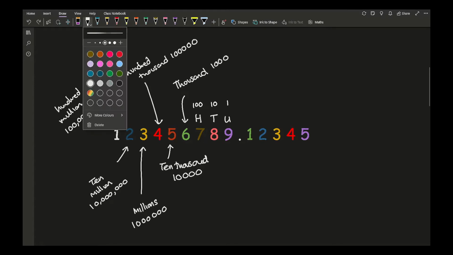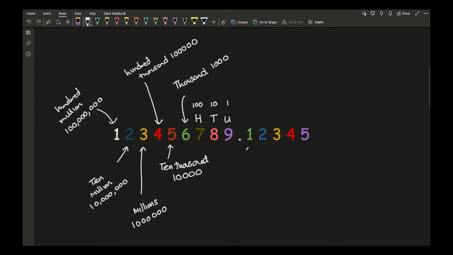Now the number from the right of the decimal point is what we call a tenth. So let's just write down the words first. So this is going to be a tenth. There is no such thing as a unit. The first one after the decimal point is what we call a tenth, and that's represented by 0.1. The 2 represents a hundredth, which is 0.01. The 3 represents a thousandth. It's going to be 0.001.